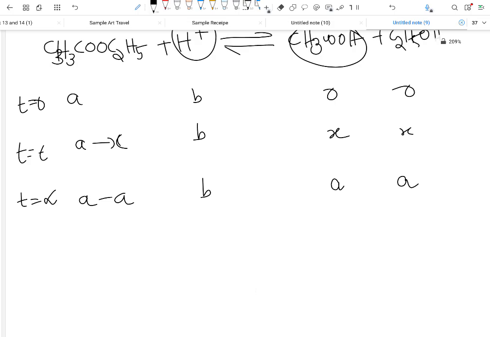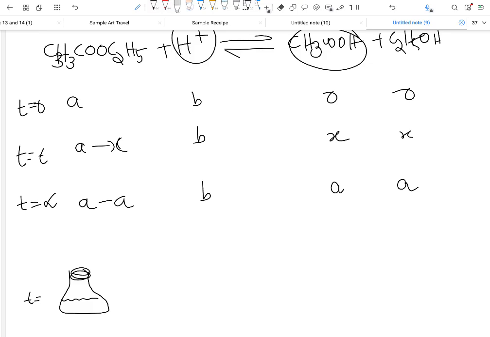Now initially, in the conical flask, when time equals 0, what is there? Ester plus acid. So acid is present. Whatever NaOH volume you are using at time equals 0 will be V0, and at time equals t it will be Vt, and at time equals infinity it will be V infinity. This is the volume of NaOH used for titration.